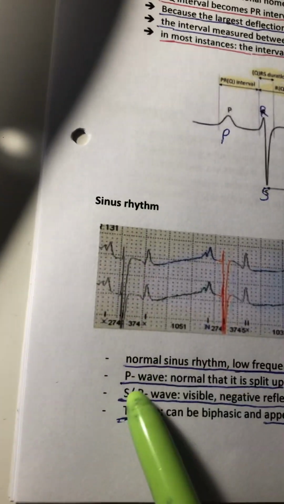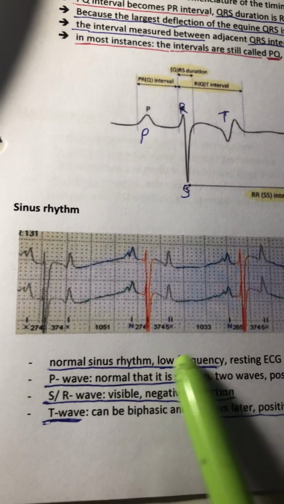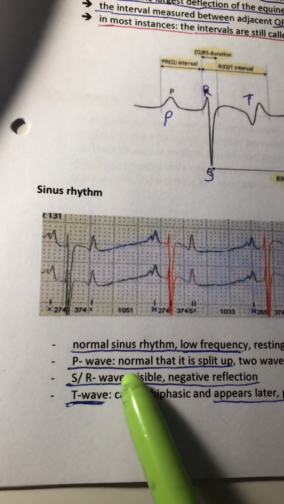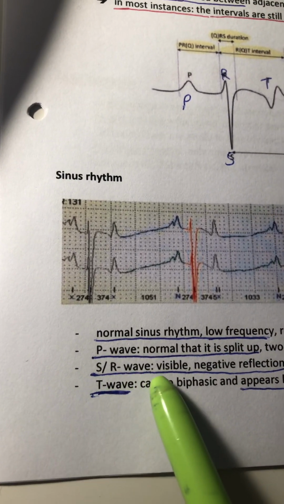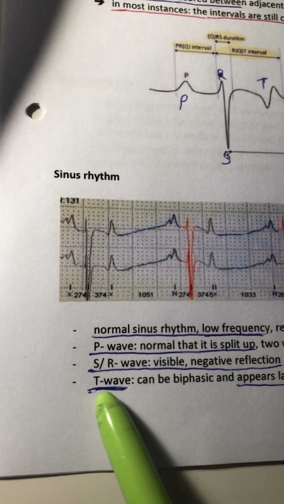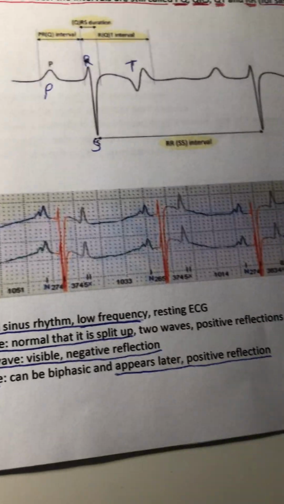So the sinus rhythm. The normal sinus rhythm has a low frequency. The P wave is normal. The S or R wave is visible and has a negative deflection, and the T wave appears later and has a positive deflection.